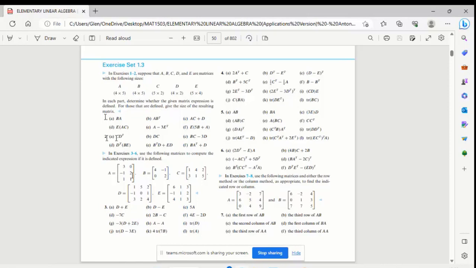Lerato, how did you get that positive 6, my brother? I'm not saying it is not what we are looking for. It's correct. 5 minus minus 1. Negative times negative is positive. 5 plus 1 is 6. That's how I got it.